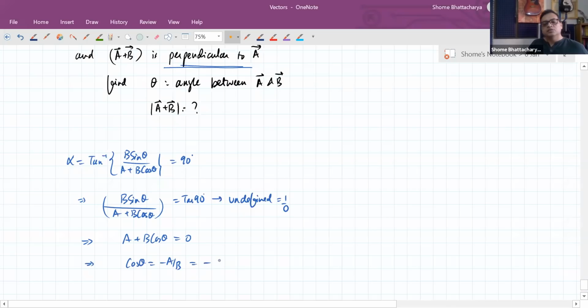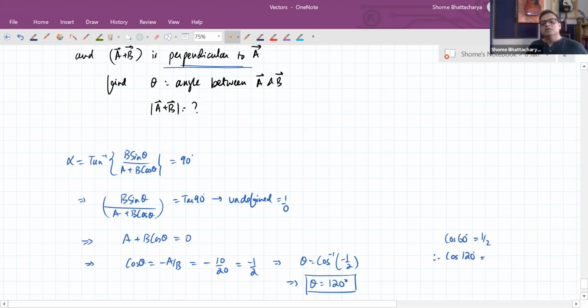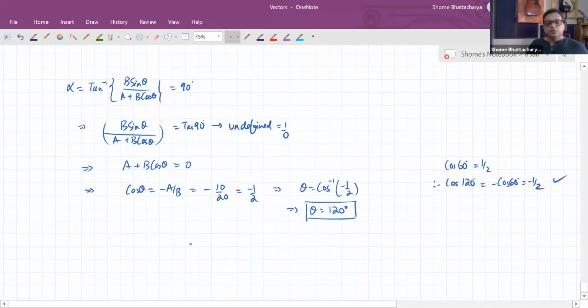Now we substitute the value. So it should be minus half. So that tells us immediately that theta is cos inverse of minus half, which means that theta is 120 degrees. Because we know that cos 60 degrees is half, therefore cos 120 degrees is minus half. So we make use of that.